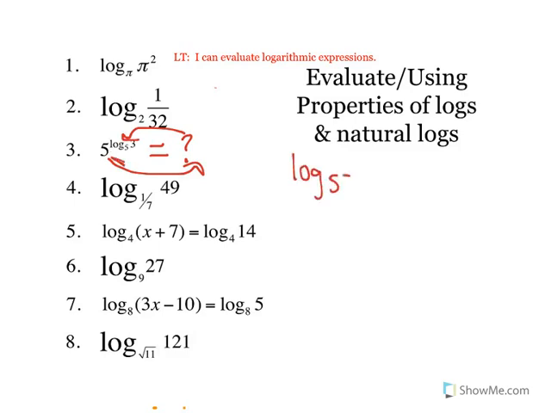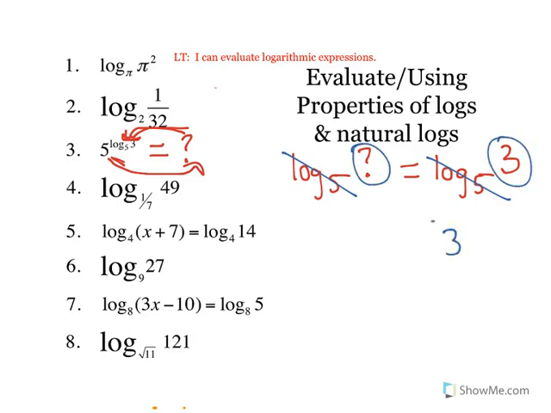Log base 5 of something. You can use a question mark, you can use a variable x, whatever. Equals log base 5 of 3. And so when I rewrite this as a logarithm, I think that you can probably see what your answer is very quickly. Okay? When I rewrite it, I've got log base 5 of something equals log base 5 of 3. Remember, if logs have the same base, I can drop it, and what's left is my answer, which is 3.